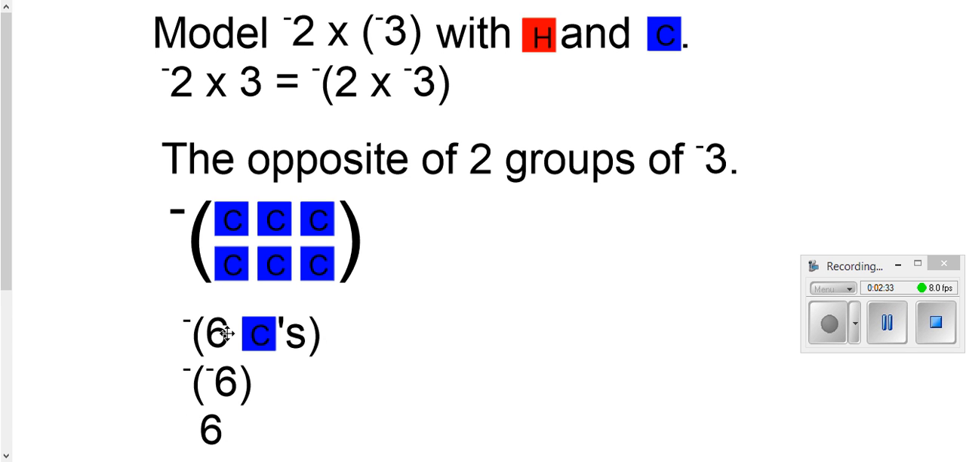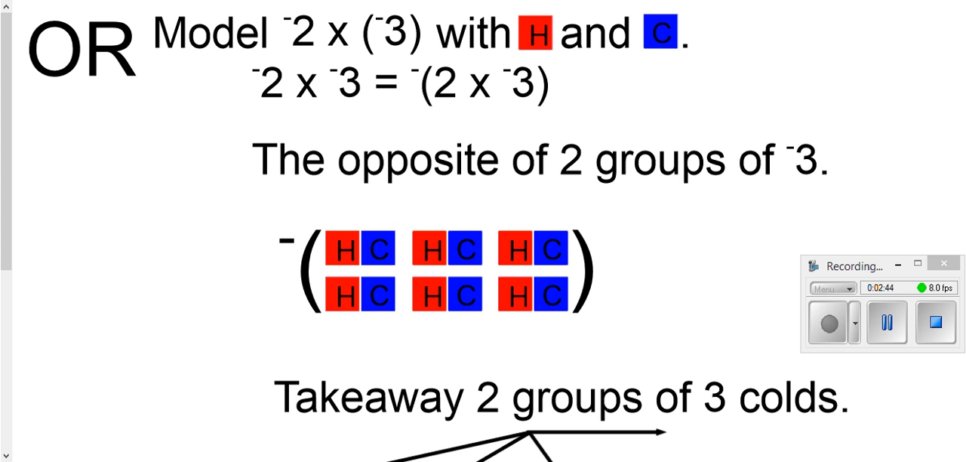Or some people will think right here, the opposite of 6 c's would be just 6 h's, and that's what we have down here at the bottom. A second way you could look at it is you still are dealing with the opposite of two groups of -3. So you could still put down 6 pairs of h's and c's here.